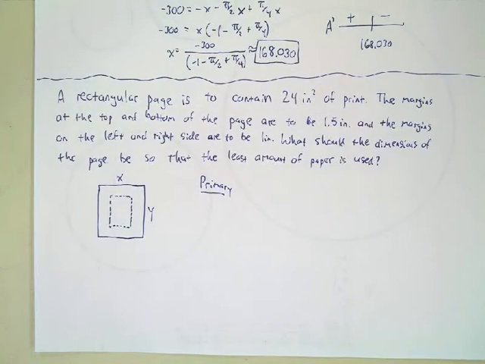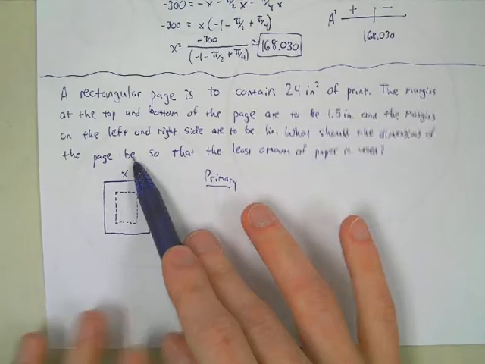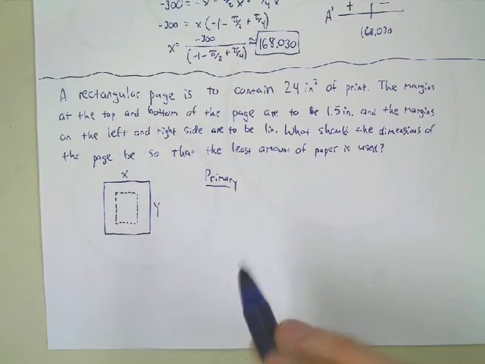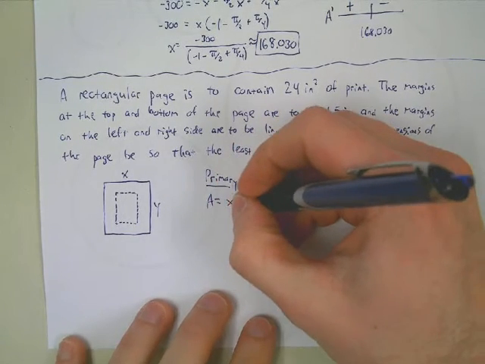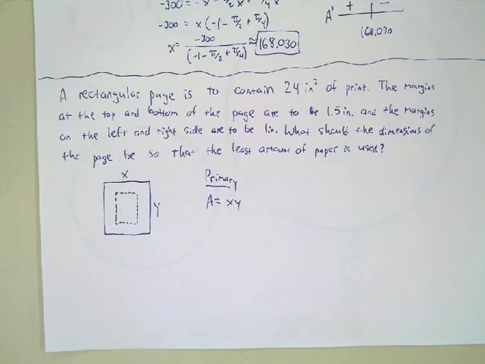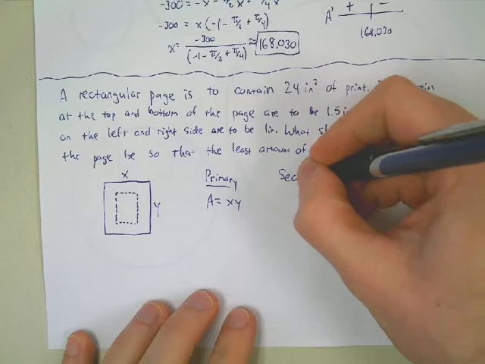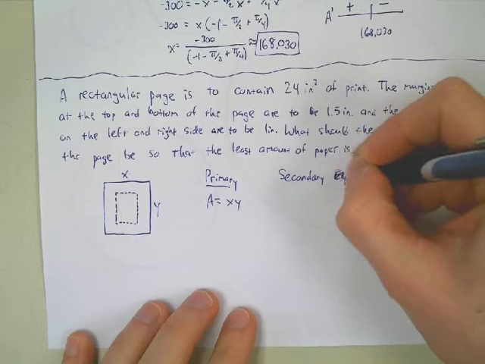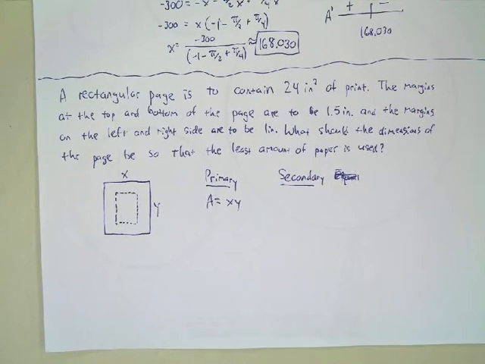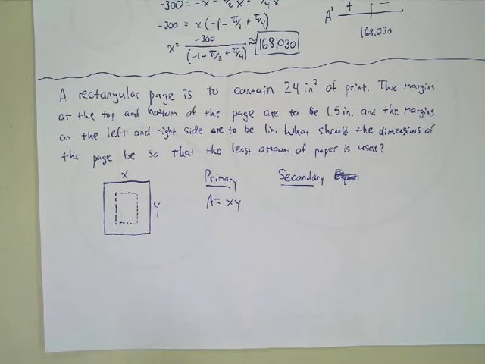So, what should the dimensions of the page be? The page is the actual sheet of paper, so it's the outside. The dotted line section will be where the writing goes. So the primary equation here is just going to be A equals x times y. Okay, but of course the problem here is that we have x's and y's, so we need to come up with a secondary equation. The only other piece of information that we have is that the area of this dotted line rectangle has to be what? 24, yeah, 24 square inches.